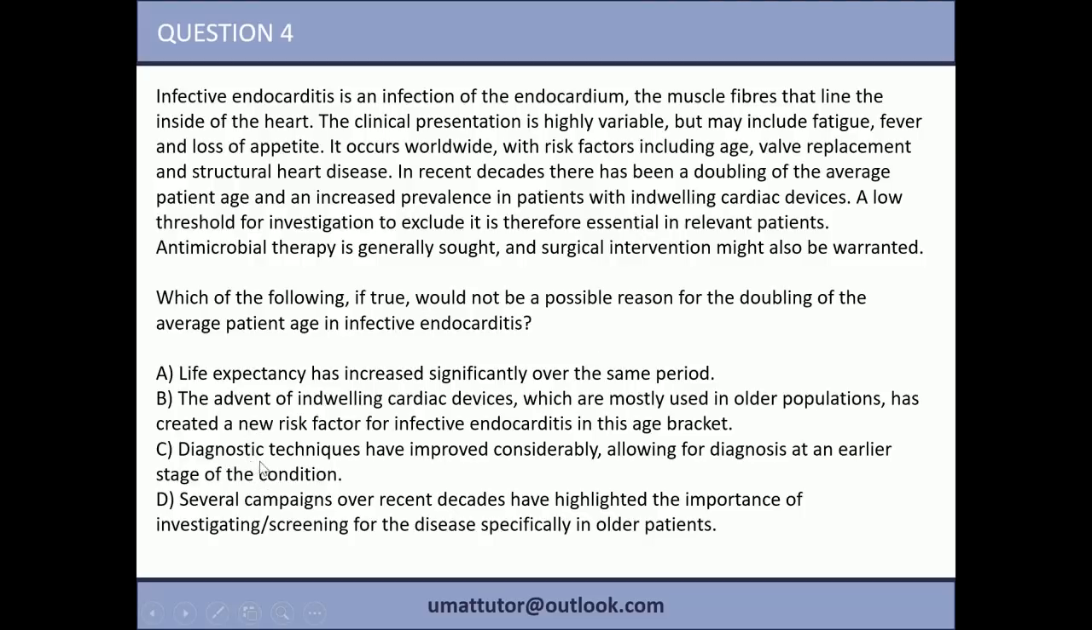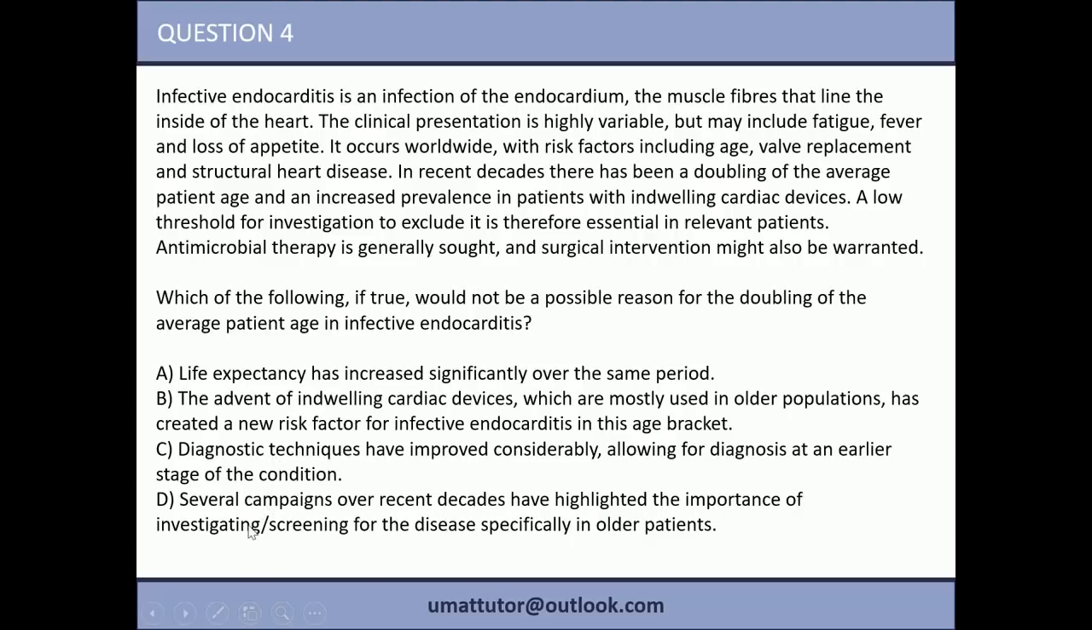With C, diagnostic techniques have improved considerably, allowing for diagnosis at an earlier stage. So with this one, if anything, I would say that would make the average age earlier, because if you're diagnosing at an earlier stage in someone's life, that would obviously be an earlier average age over the whole population. So this is one where it actually seems to go against the question. It seems to be a reason why the average age would become earlier or younger rather than later or doubling. So for that reason, I think it's not a reason why the average age may double. And for that reason, it's actually a good answer because we're looking for the one which would not be a possible reason. So C is looking pretty good.